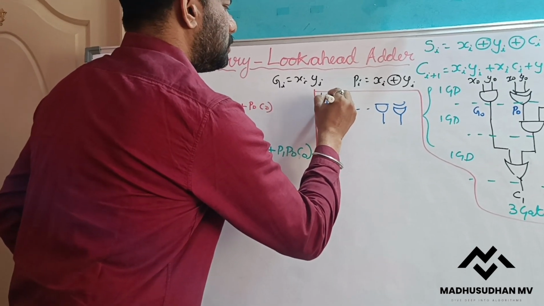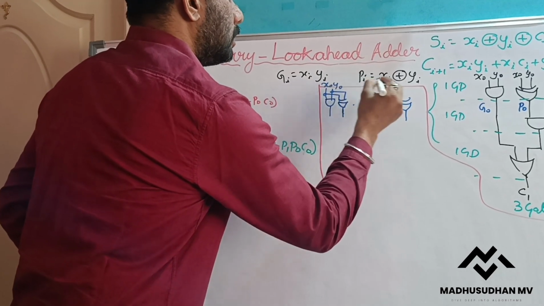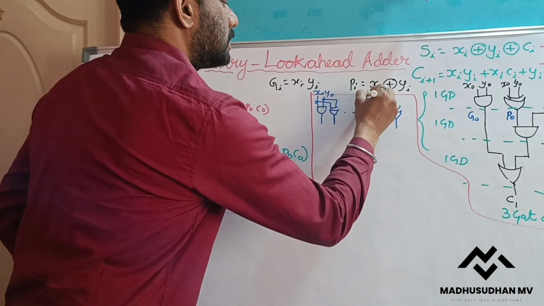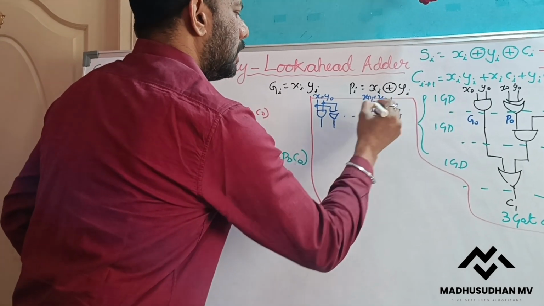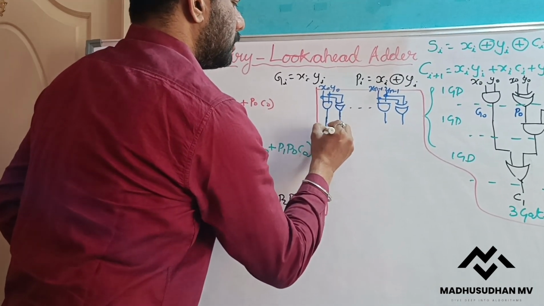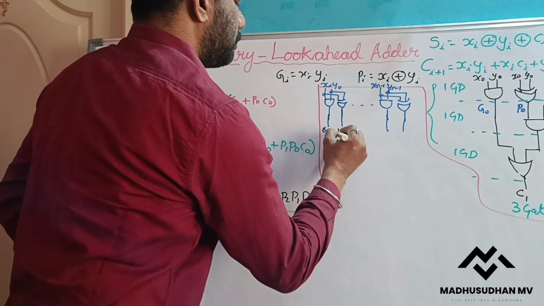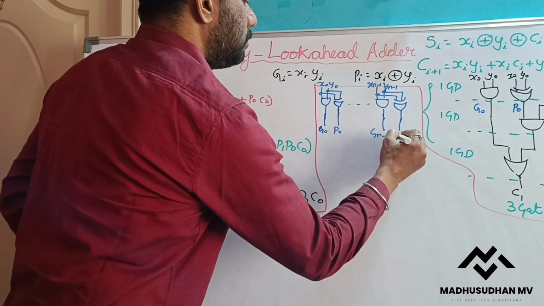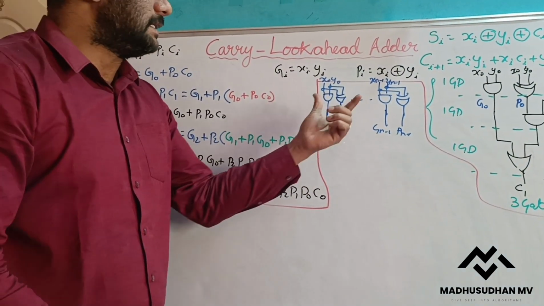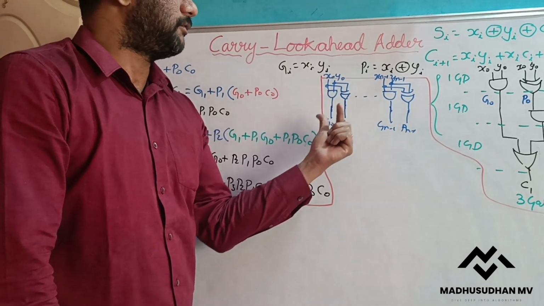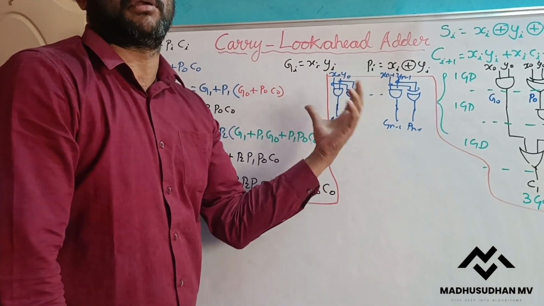Now this is my X0, Y0, and let us say this is X(n-1), Y(n-1). The same thing I am giving. Here I will get G0, P0, and here G(n-1), P(n-1). This is the circuit to generate the carry generate function and carry propagate function for all the stages from 0 to n minus 1. Or you can start from 1 to n, not a problem, both are the same.